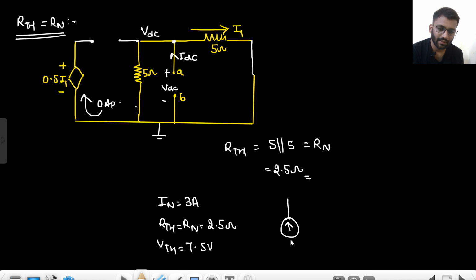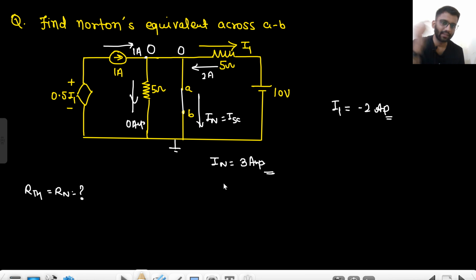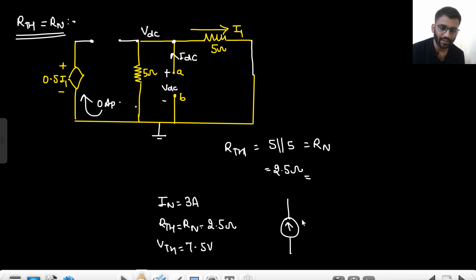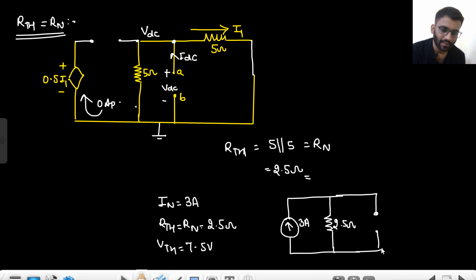Now I will make the equivalent circuit. How will the equivalent circuit look like? Like this, because ISC current was going downward, so I will make the current source upward. ISC was 3 ampere. Then I had a parallel resistance of 2.5 ohm and two terminals A and B. So this is my Norton's equivalent.